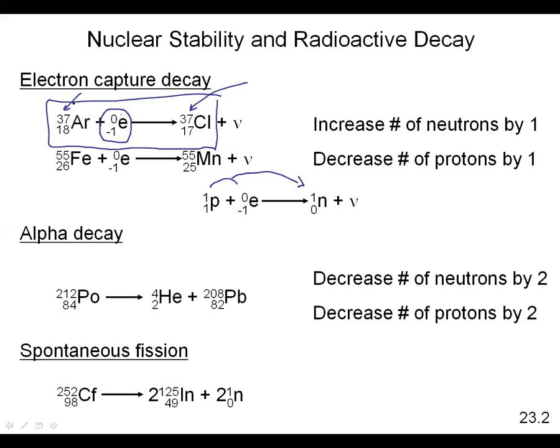Alpha decay means that an alpha particle will be given off, as we can see here. This is sort of your biggest change that occurs. We actually decrease the neutrons by 2 and decrease the protons by 2. And overall, we do see that the atomic number goes down and our mass number also goes down as well.